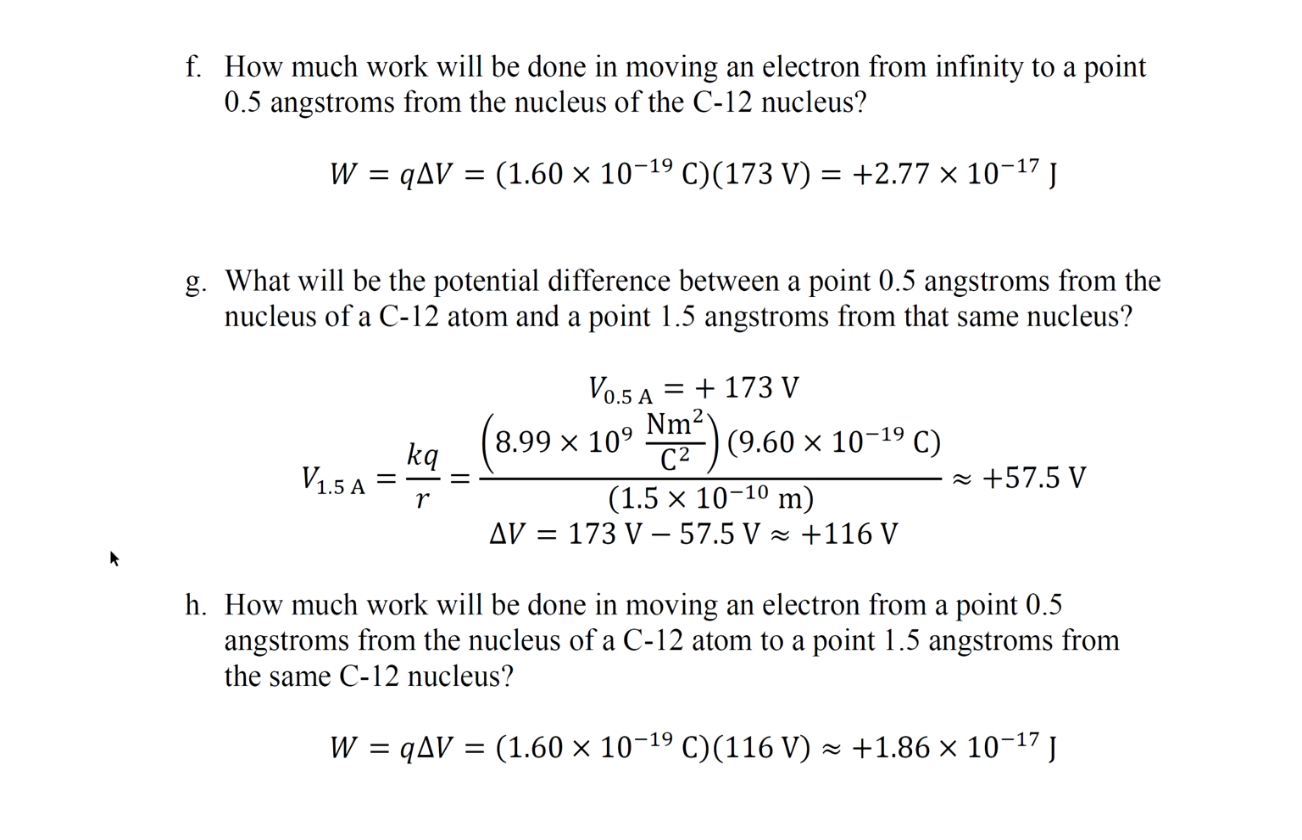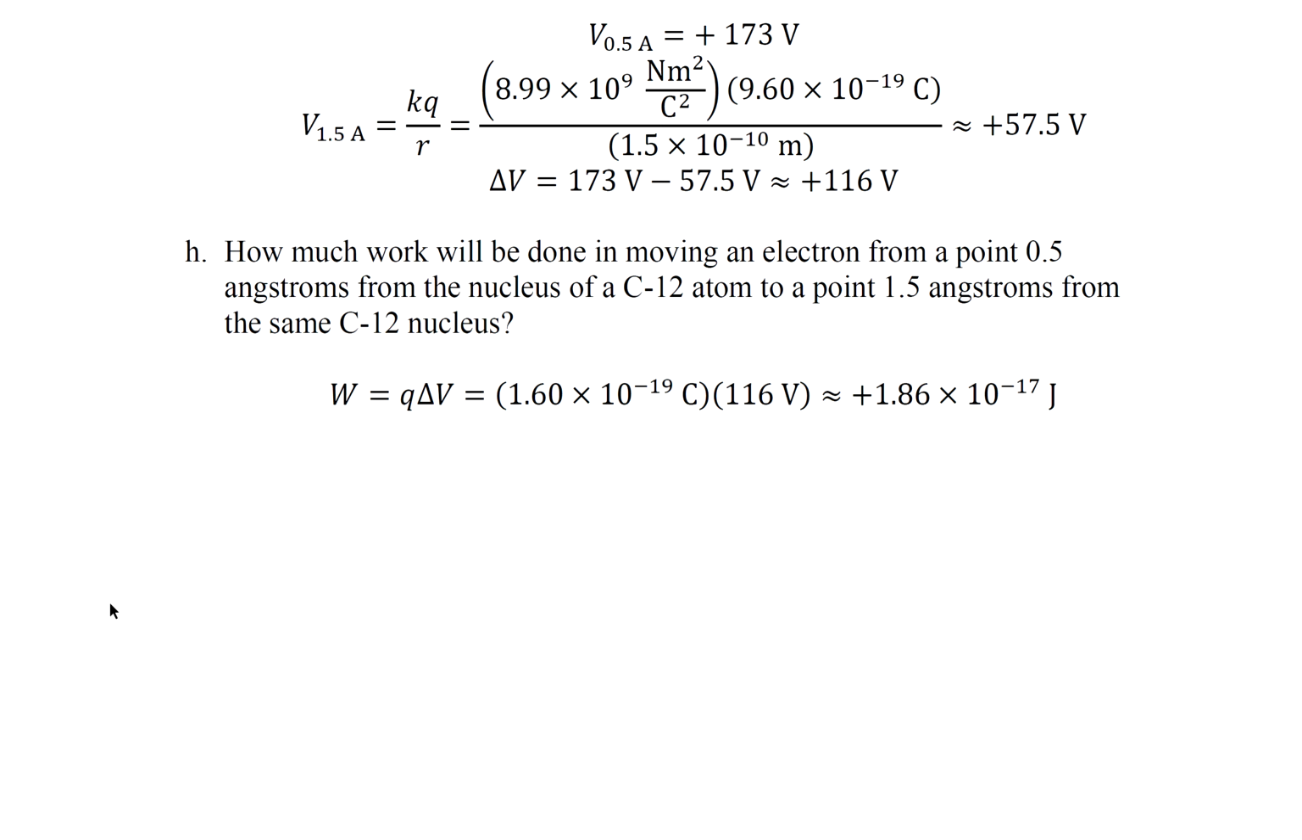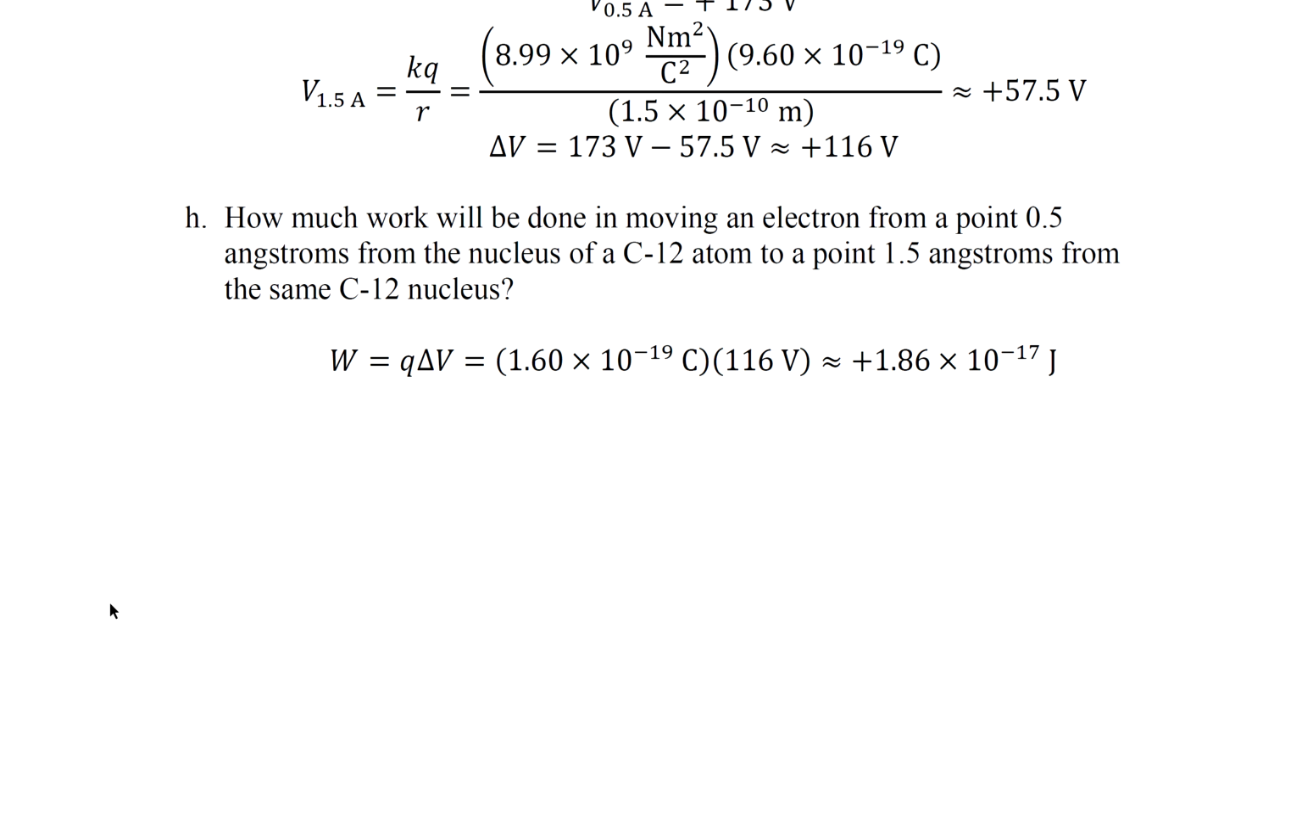Part F, how much work will be done in moving an electron from infinity to 0.5 angstroms from the carbon-12 nucleus? Part G, what will be the potential difference between 0.5 angstroms from the nucleus of a carbon-12 atom and 1.5 angstroms from that same nucleus? Part H, how much work will be done in moving an electron from 0.5 angstroms from the nucleus of a carbon-12 atom to 1.5 angstroms from the same carbon-12 nucleus?